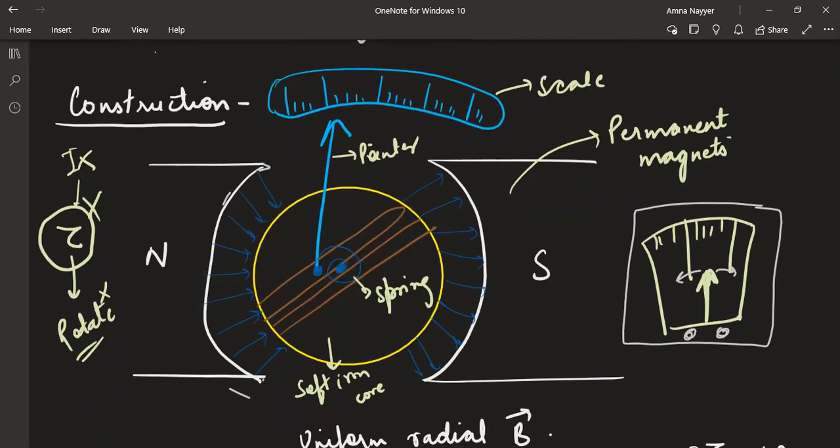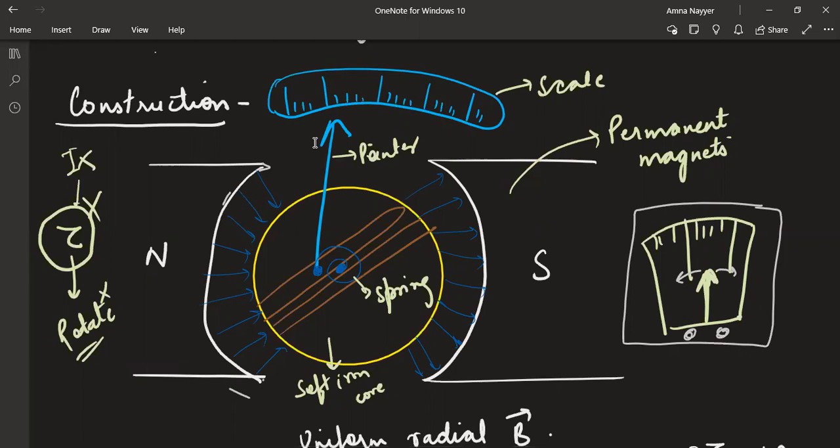Two magnets are kept. They are carved, and these concavities provide the radial magnetic fields. So the magnetic fields have radial direction here. Then a pointer is kept, which is attached to a spring with the help of wires. Copper wires are there on the soft iron core. From the spring, you can see a pointer that is pointing towards a scale.